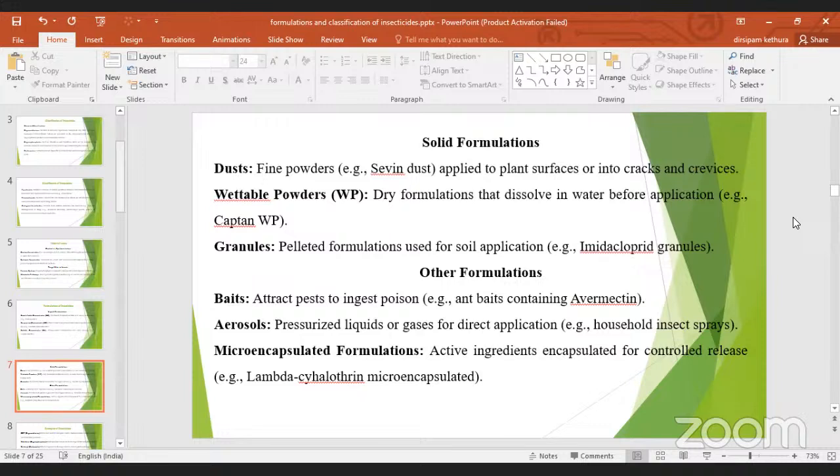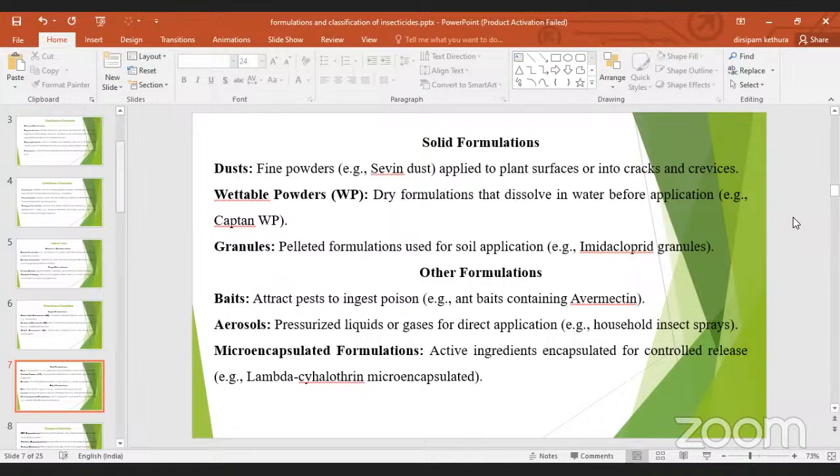We are talking about the formulations of insecticides. Different types of formulations can be used to control the pests. The first one which we have studied are liquid formulations, and the second one is solid formulations. And now we are going to talk about gaseous formulations or other formulations. Under that, we are going to talk about baits, aerosols, microencapsulated formulations.